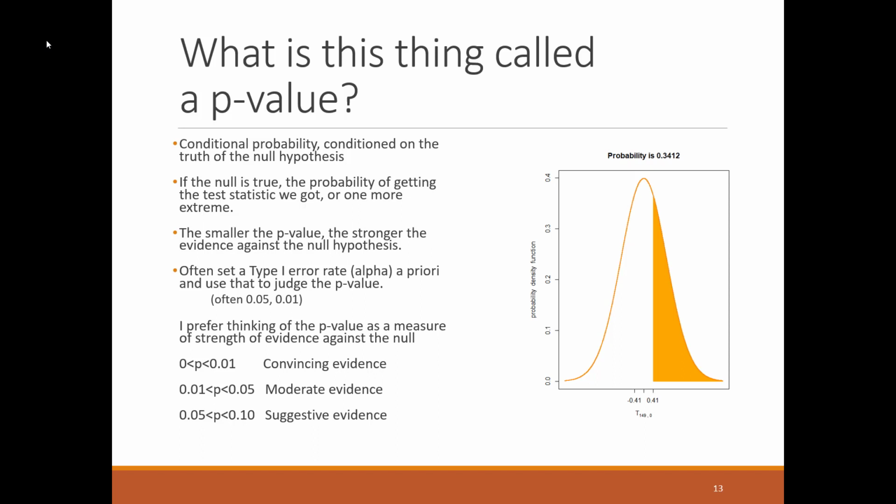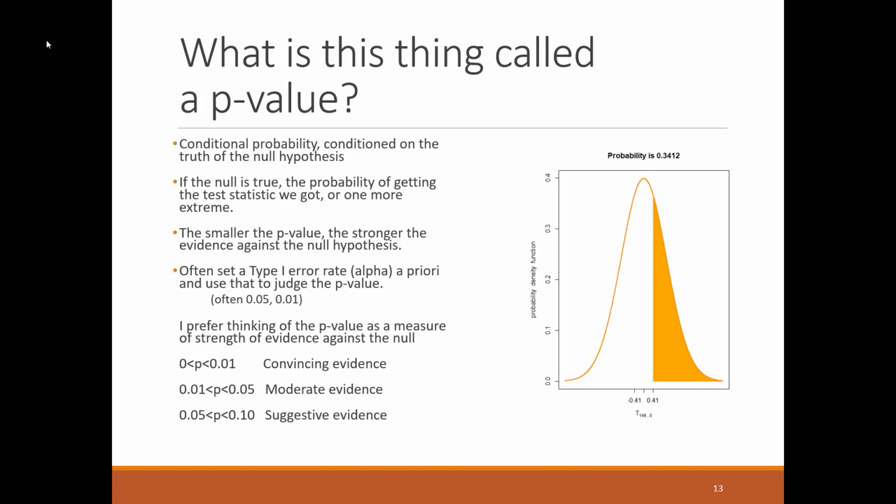And so the smaller the p-value, the stronger the evidence against the null. It's critical to remember that the p-value is a conditional probability conditioned on the truth of the null. It is not the probability that the null hypothesis is true. So what frequentist statisticians often do is set a type 1 error rate, and we'll talk about that when we get to power analysis. We set that value a priori and use that to judge the p-value. Often we set that at 0.05 or 0.01, and if our p-value is smaller than those levels, we go ahead and reject the null.